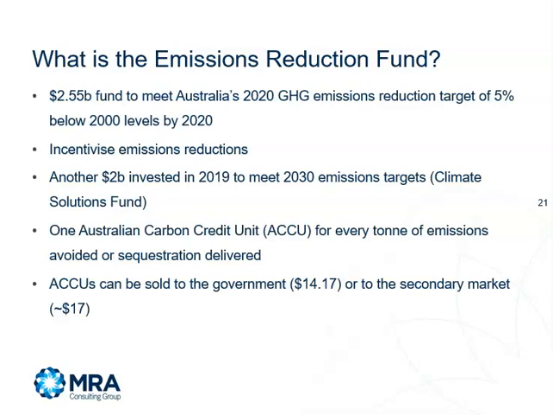Each emissions reduction project that delivers emissions reductions will be issued 1 Australian Carbon Credit Unit, ACU, for every tonne of carbon dioxide emissions reductions delivered. Credits can be sold to the government through a reverse auction or to the secondary market. The average ACU price in the last auction was $14.17 per ACU, while the current average price on the secondary market is close to $17 or $18 per ACU. In 2019, the government invested another $2 billion to the Climate Solutions Fund, which is essentially a continuation of the Emissions Reduction Fund. This means that the government has committed to continue purchasing ACUs, and reverse auctions will continue to be held for the foreseeable future.